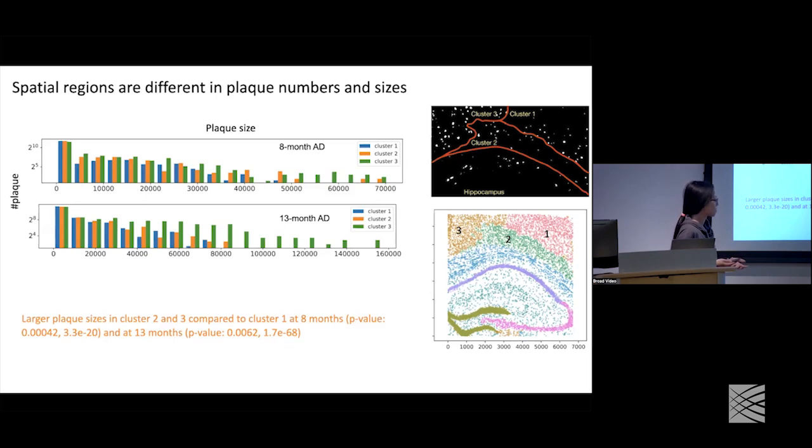So it's interesting that our method identifies these regions that were not otherwise identified before, and these regions nicely correspond to whether the region is more advanced in the progression of Alzheimer's disease, measured by the accumulation of plaque.